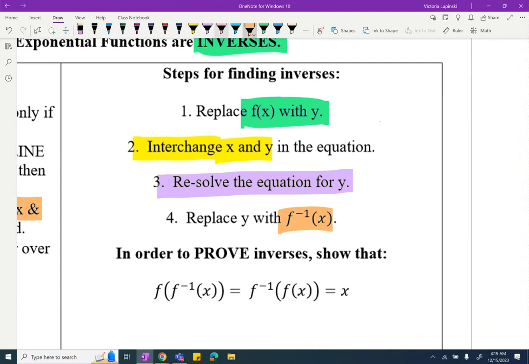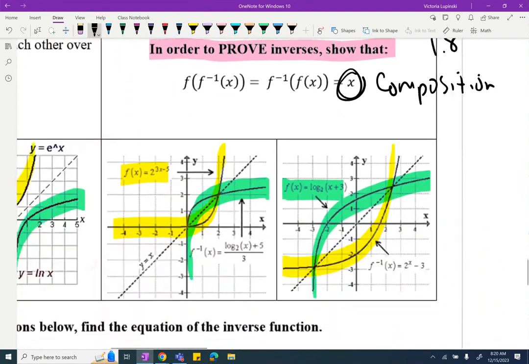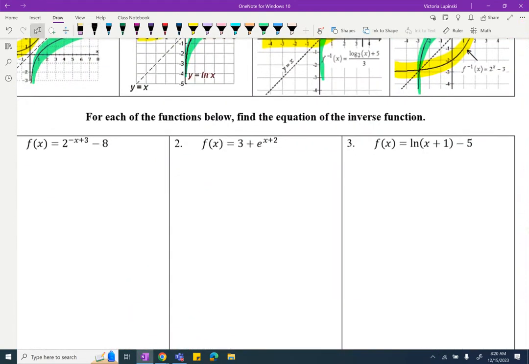Also, if we had more time, again, before winter break, we might be asked to prove inverses. Again, in order to prove inverses, you have to do f of f inverse and f inverse of f. Remember, that's called composition, back from section 1.8. And in both cases, you would get an answer of x. All that's good stuff. Maybe we'll talk about it later in the year if it comes up. But for now, all I want you to be able to do to finish is find the equation of the inverse. So to find the equation of the inverse, you're going to follow that 4-step process.